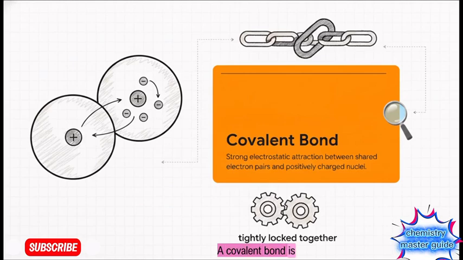A covalent bond is the strong electrostatic attraction between shared pairs of electrons and the positively charged nuclei of the sharing atoms. Because these electrons are shared so incredibly closely that the atoms' outer shells physically overlap, this bond is super hard to break. It's a mutual attraction keeping the whole shebang tightly locked together.